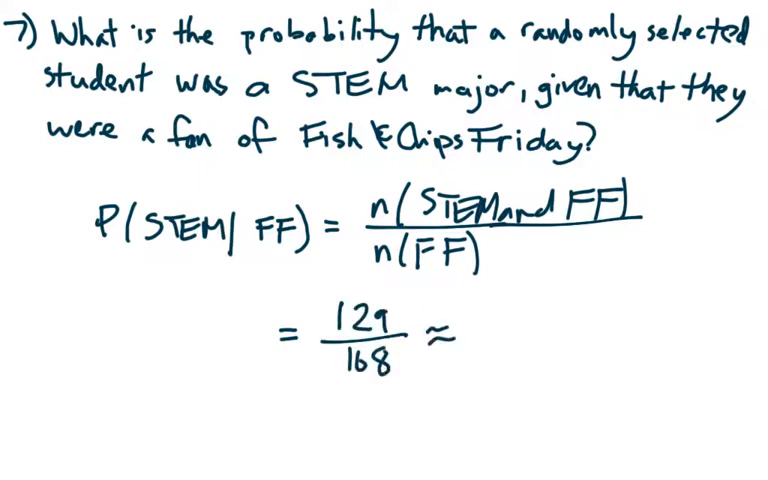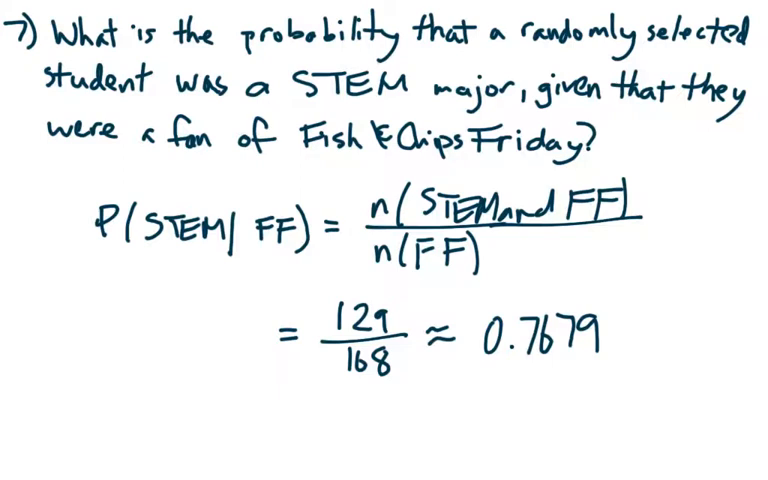129 people were STEM majors who also voted for Fish and Chips Friday, out of 168 people who voted for Fish and Chips Friday altogether. This is approximately 76.79%. So we've got 2 more things we want to do before we sign off today.